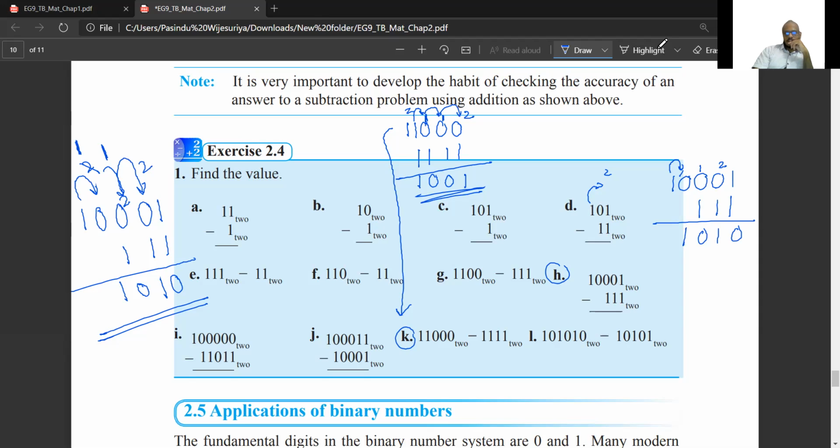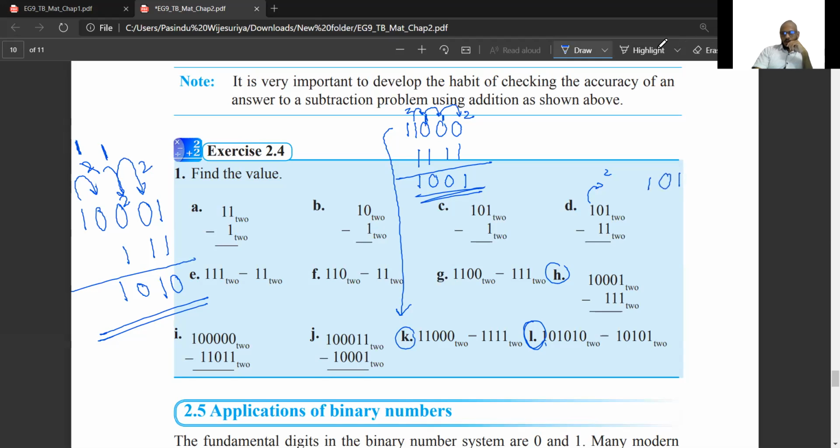Oh, I did not see this. Have I made the same sum? H is the one I did here also, no? Okay. Let's do I. The number is here.